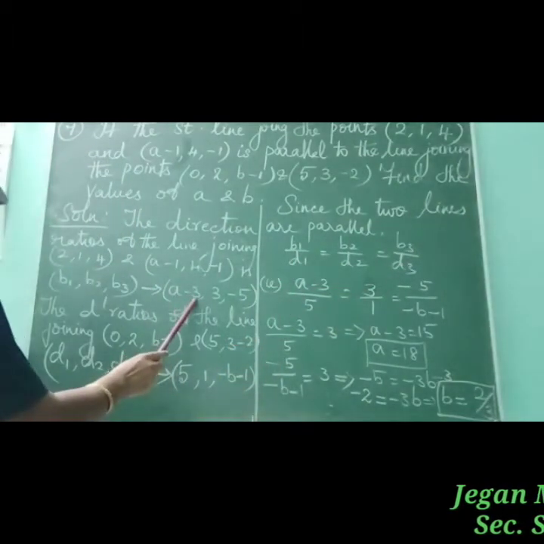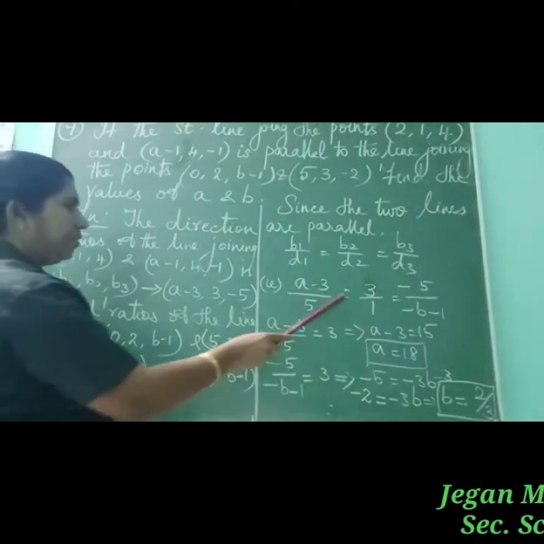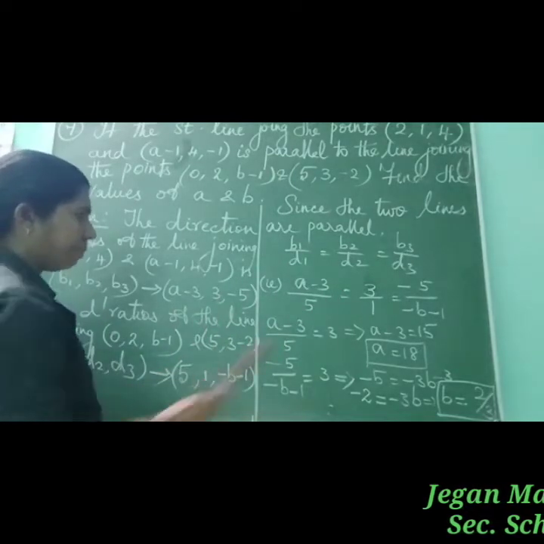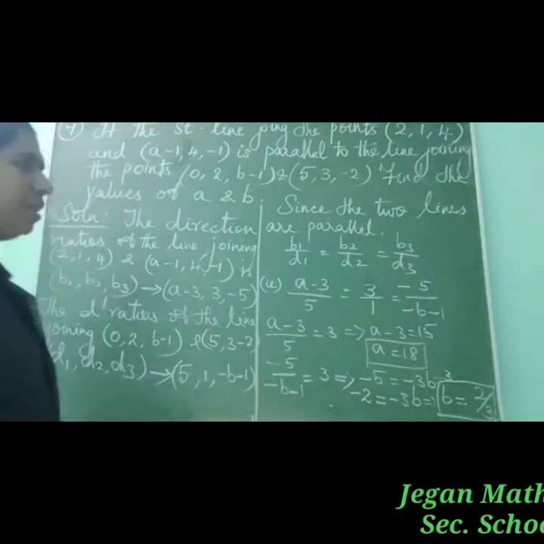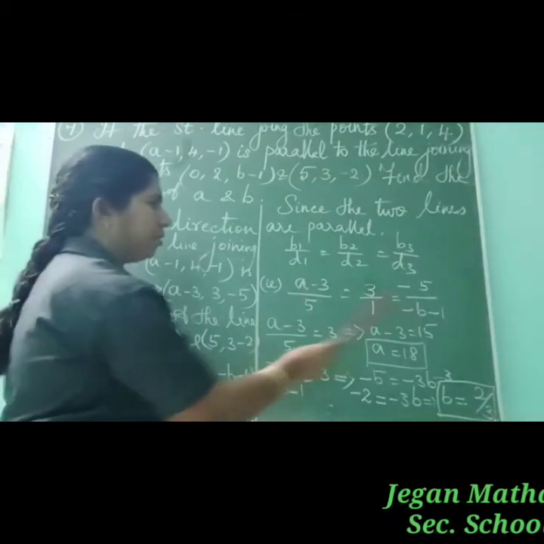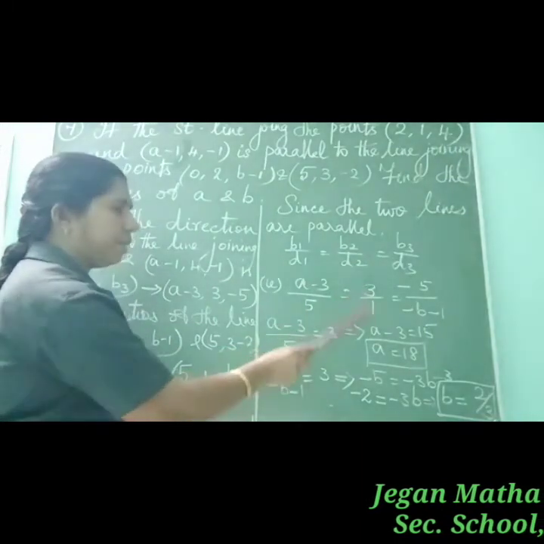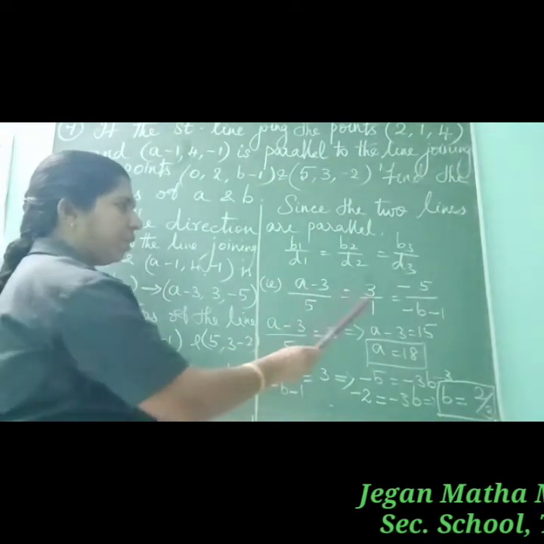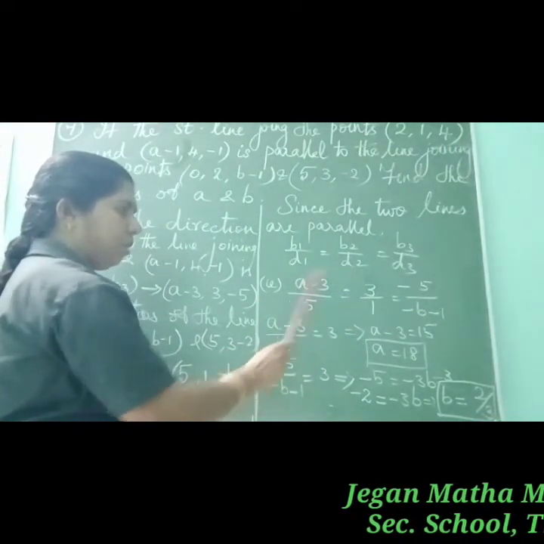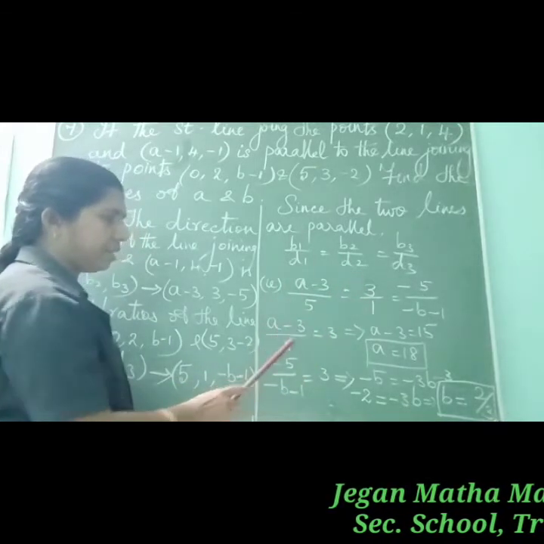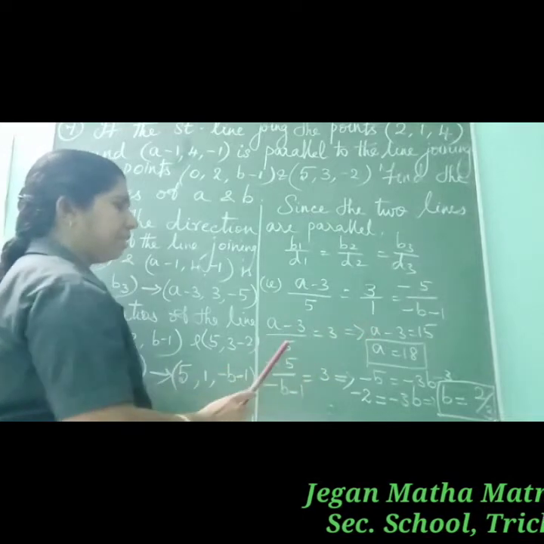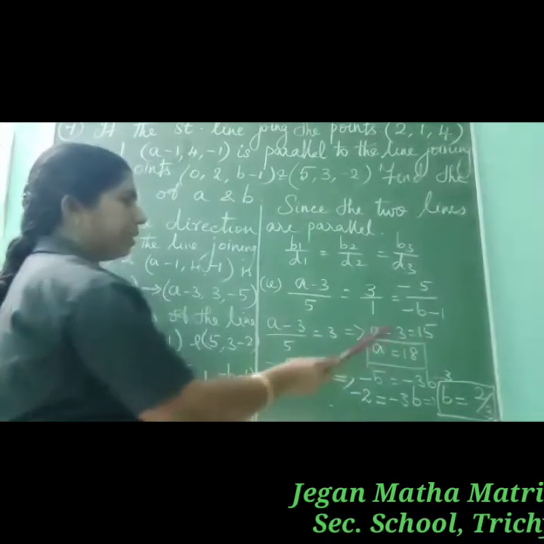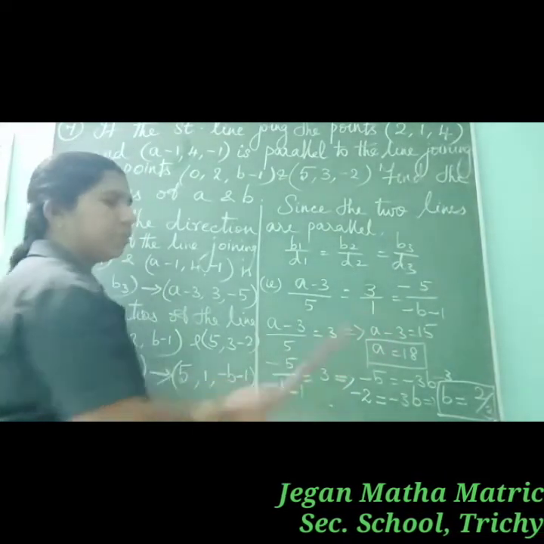(a minus 3) divided by 5, which is equal to 3 divided by 1, which is equal to minus 5 divided by (minus b minus 1). When you are equating, two unknown values are there. The middle one, 3 by 1, is 3 only. So you can equate with one unknown and one known value. So (a minus 3) divided by 5 equals 3. So a minus 3 is equal to 15.